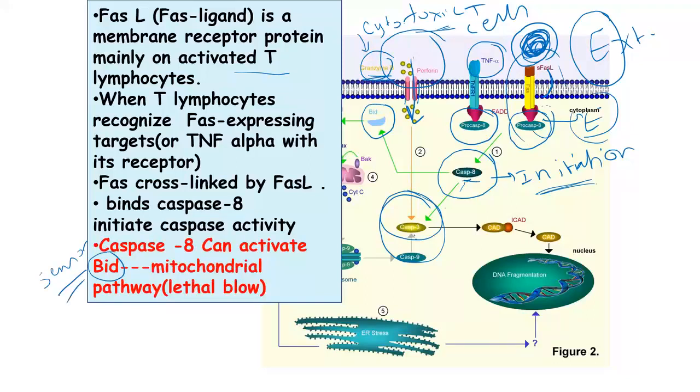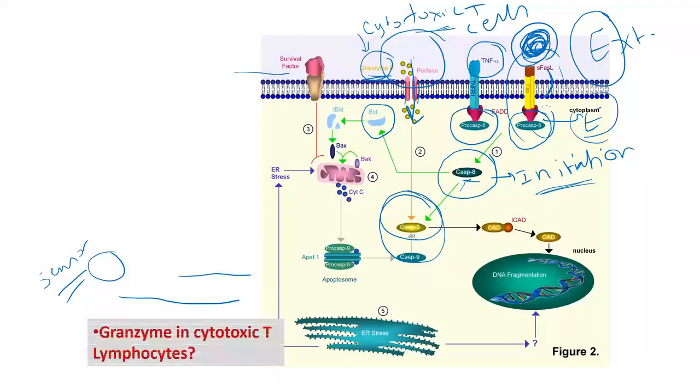Activation of caspase 8 initiates the caspase activity, and this will activate caspase 3. Also, caspase 8 can activate another sensor here called BID, part of the BCL2 family, and this will go to activate the mitochondrial pathway to give a lethal blow to the cell, trying to kill this cell. Also, in addition, what happens? We have also granzyme that is produced in cytotoxic T lymphocytes, and it is just injected into the affected or targeted cells to directly activate caspase 3.